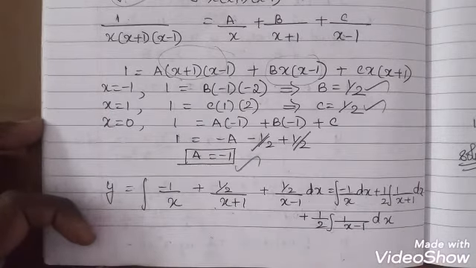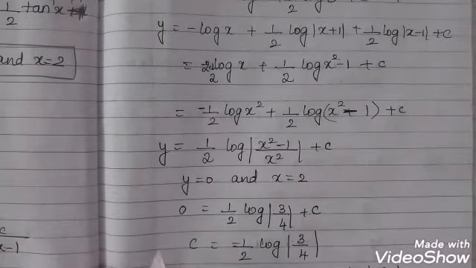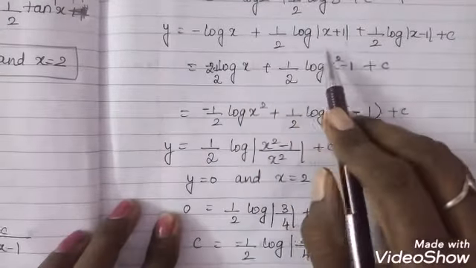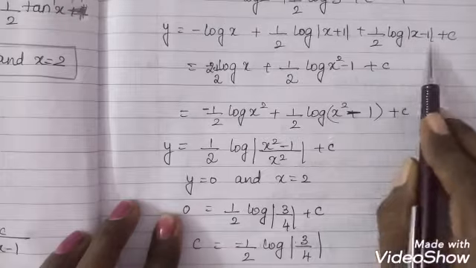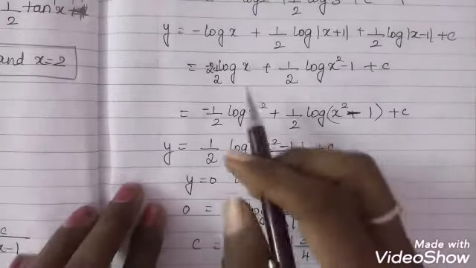The next step is what? You can easily integrate it because everywhere I'm going to use this log here. So here I've just rewritten it again: y is equal to minus log x plus 1 by 2 log of mod x plus 1 plus half into log of mod x minus 1. So here we're just doing the simplification part, nothing else actually.